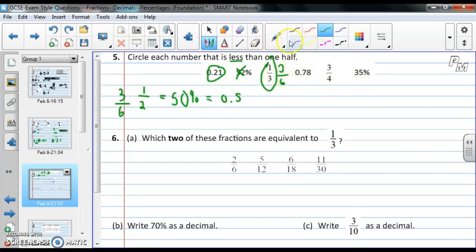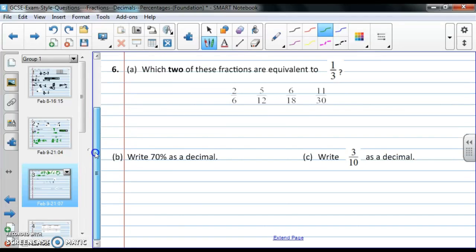That means that is one that I can circle. 0.78, that is more than 0.5, so I'm not doing that one. 3 out of 4, well, if I'm looking for fourths from 1/2, I need to multiply by 2. That means I've got 2 out of 4, so 3 out of 4 is more, so that's no good. And 35% is going to be less than 50%, so that's another one I'm going to circle. All right, good. Now, equivalent. Equivalent is just a fancy way to say equals to.